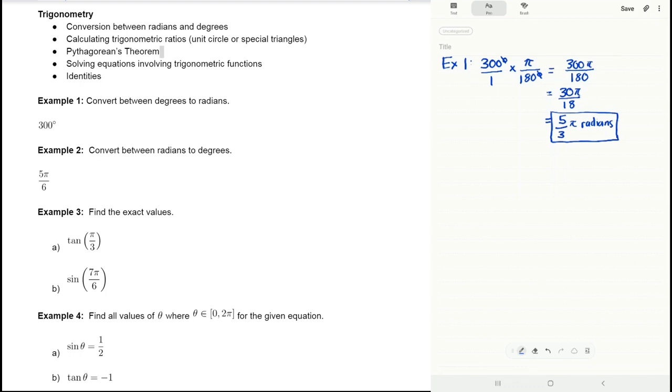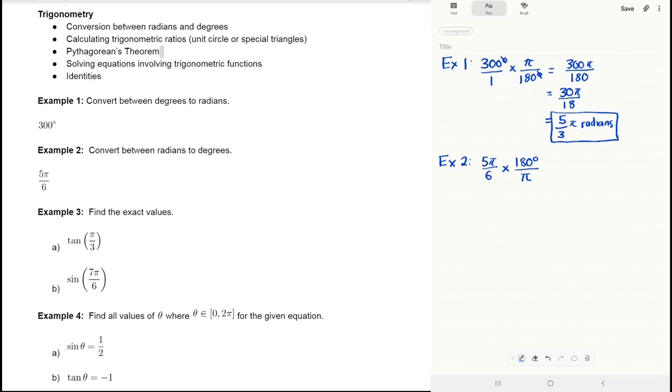So now in the next example, we're going to be converting from radians to degrees. So we have 5 pi over 6 radians. And if we want to convert from radians to degrees, we're going to multiply by 180 degrees over pi. Again, we're multiplying our angle by 1, right? 180 degrees is the same as pi radians. And since we want to convert to degrees, we want to have degrees in the numerator.